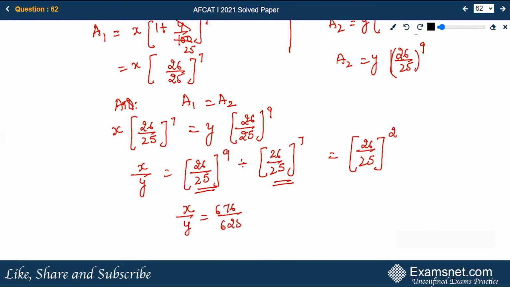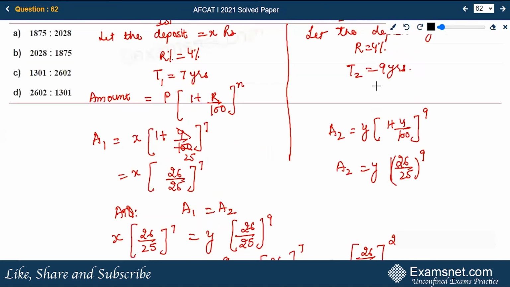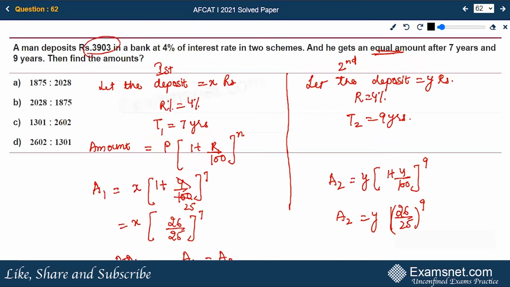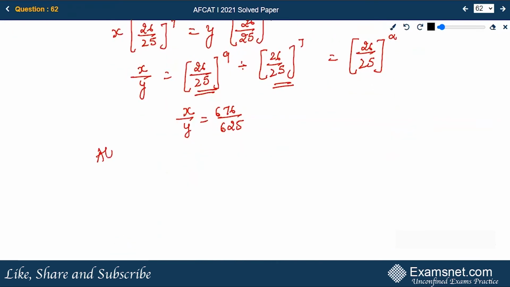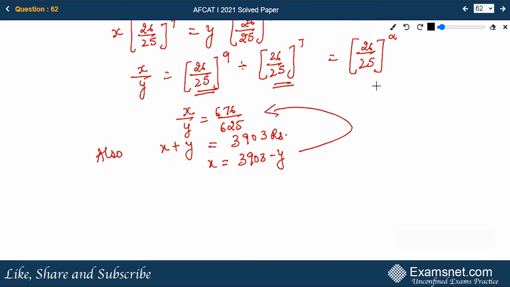676 upon 625. Now you are also given one more thing. He invested rupees 3,903. That means x plus y is given to be this amount. So what will be y? X can be set as 3,903 minus y. Let's fill this value in this equation. So you will get 3,903 minus y upon y is equal to 676 upon 625.